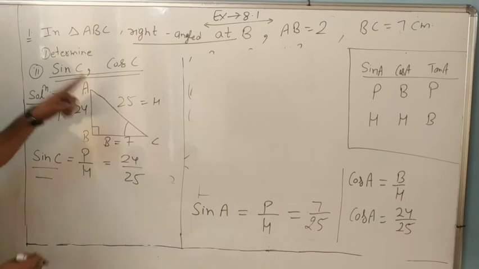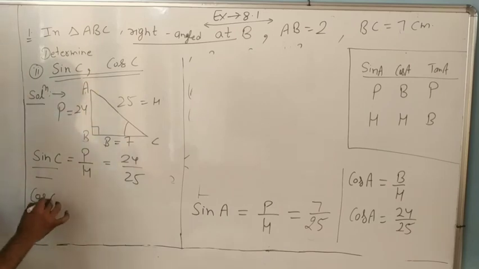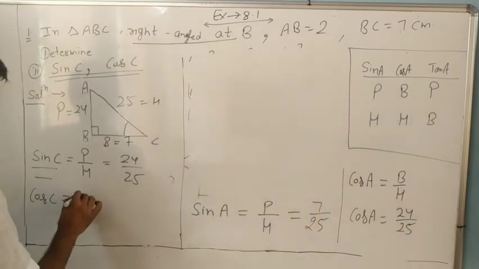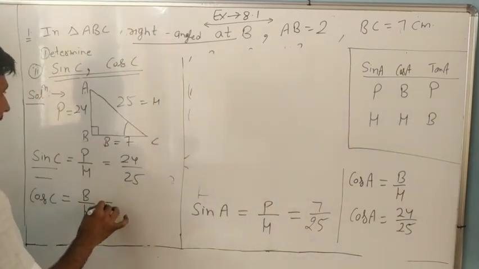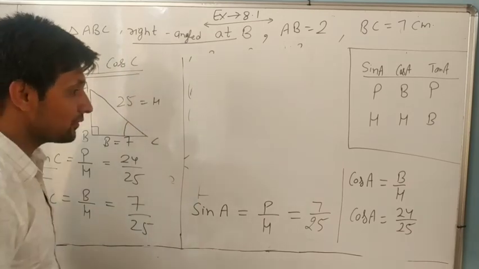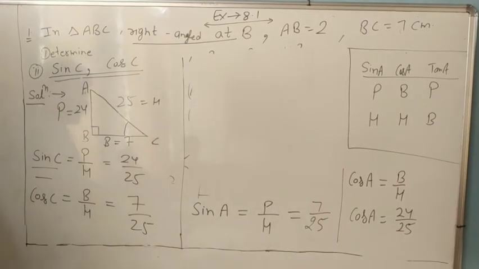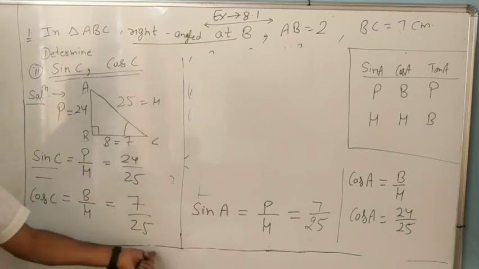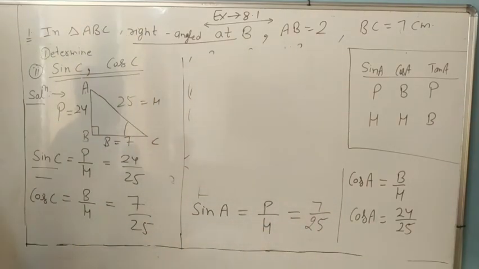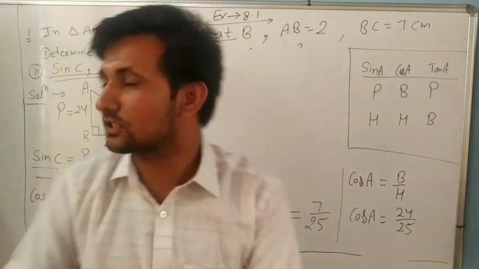Same as it is here, cos C. Cos C means base by hypotenuse. Now the base is 7, and it's very interesting: cos becomes 7 by 25, and sin and cos swap. Okay dear, so always you have to focus on the angles.